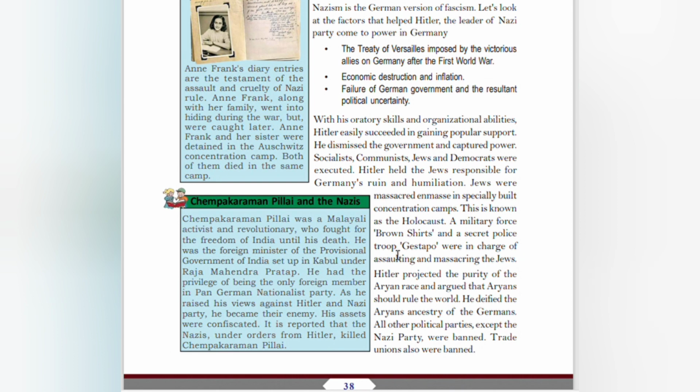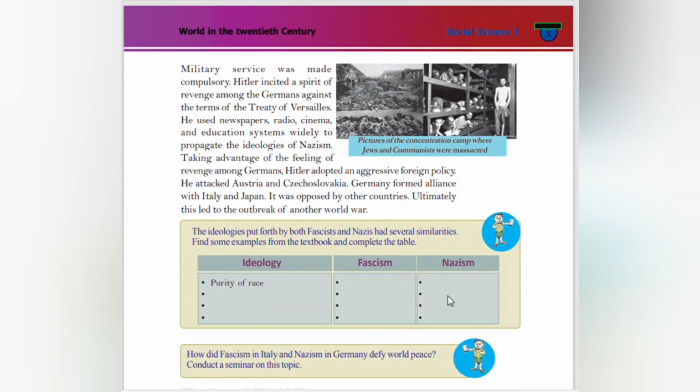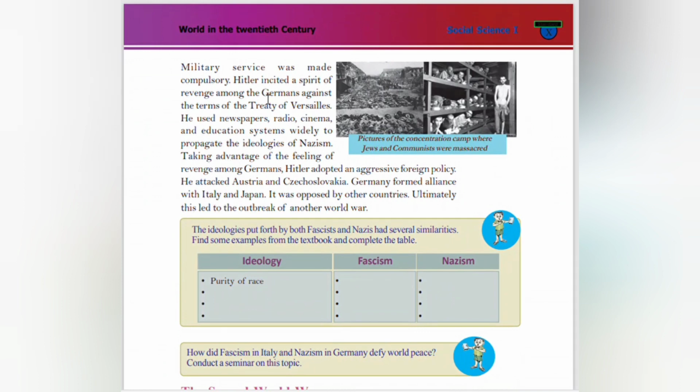A military force, the Brown Shirts, and a secret police force, the Gestapo, were in charge of assaulting and massacring the Jews. Hitler projected the purity of the Aryan race and argued that the Aryans should rule the world. He glorified the Aryans, the ancestry of the Germans. All other political parties except the Nazi party were banned. Trade unions were also banned. Military service was made compulsory.